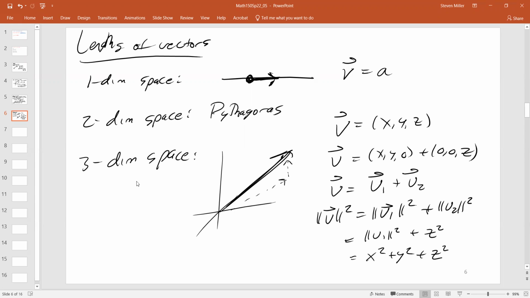So we're left with the length of v being the square root of v1 squared plus dot dot dot plus vn squared. And so now we have our formula for that. Any questions about the lengths of vectors, adding vectors?